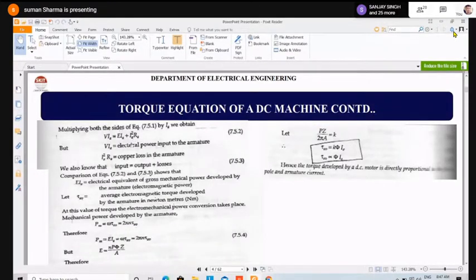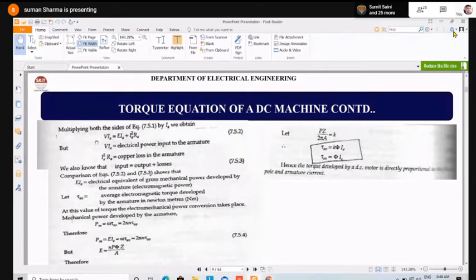This IA square RA is representing the copper losses in the armature circuit. E into IA is the mechanical power developed, that is product of back EMF and armature current, whereas V into IA is the electrical power input to the armature. This is input because V is input voltage. You are multiplying with armature current. Due to this voltage, this current is flowing. Product of these two is the electrical power.